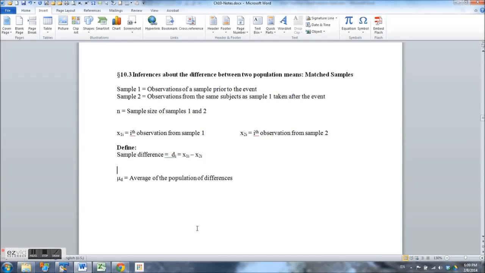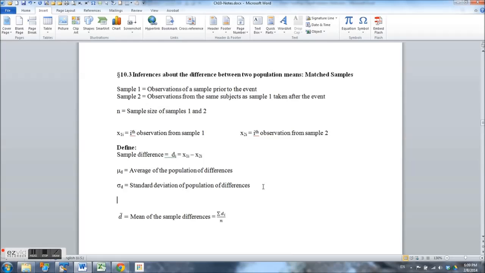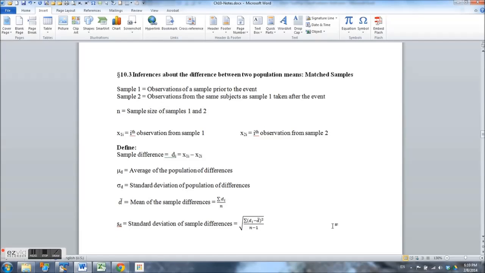In this way, we can convert the matched samples into one single sample of differences. So originally we have two samples which are matched, and now we have reduced it to a single sample of differences, and we define mu sub d as the average of those differences. Then sigma sub d is the standard deviation of the population of differences, and we can compute a sample mean of the differences, sum all the differences, divide by n, and we can compute the sample standard deviation of the differences. So instead of x, we use the d's.